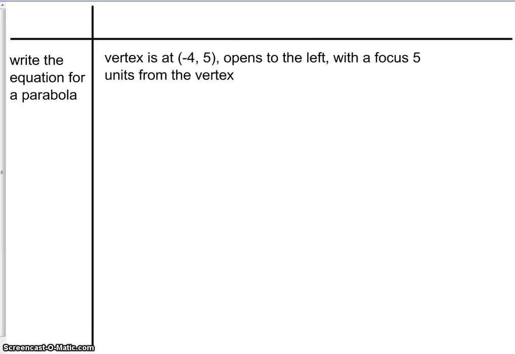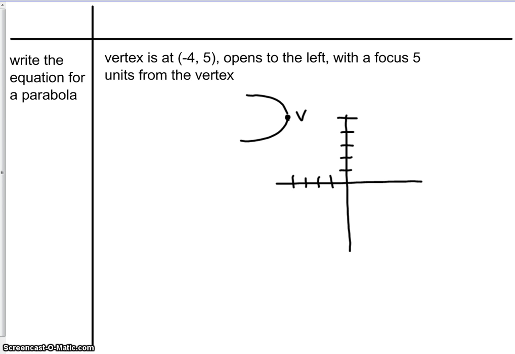Another one: vertex at -4, 5, opens to the left. So at -4, 5 is my vertex, opens left. That tells me I'm going to have a negative value for p, and also that my y piece is going to be the squared piece. Focus, it's 5 units from the vertex. So there's my focus. It's 5 units away.